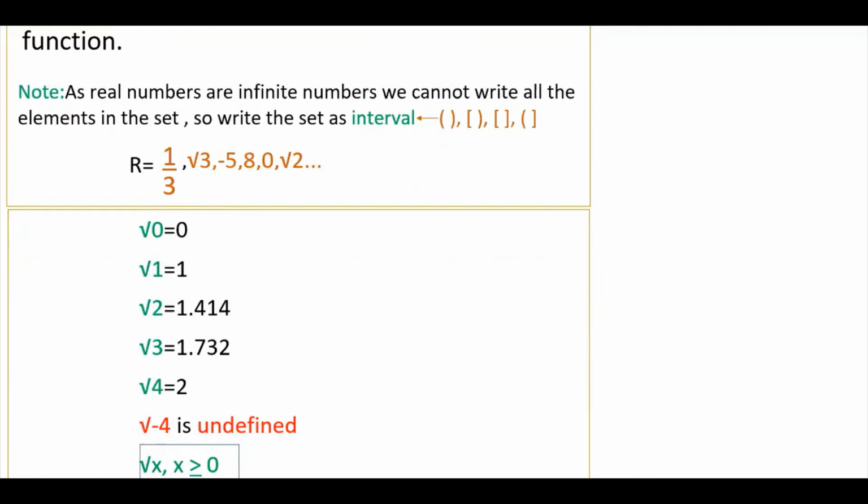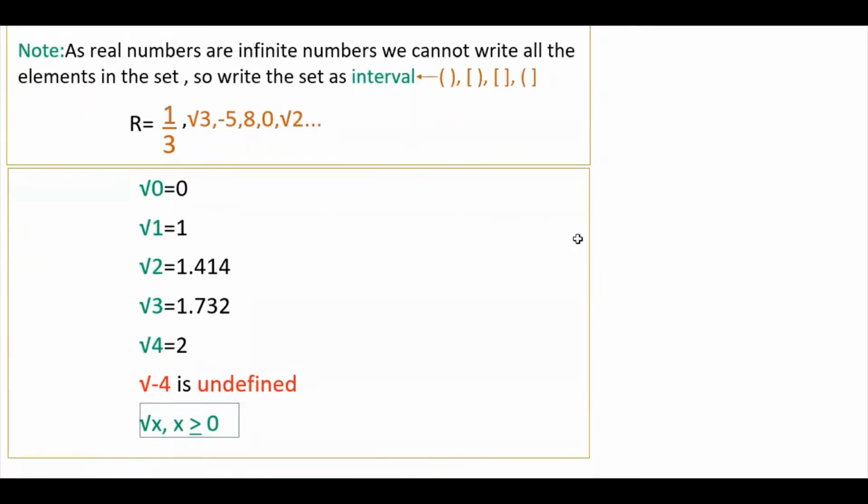Then let us see some properties of the square root numbers. For example, if you see root 0 is equal to 0 and root 1 is equal to 1, like this, if you write any real number in the square root, you will get again the real number. So these are the defined values, 0, 1, 1.414, these are the defined values.